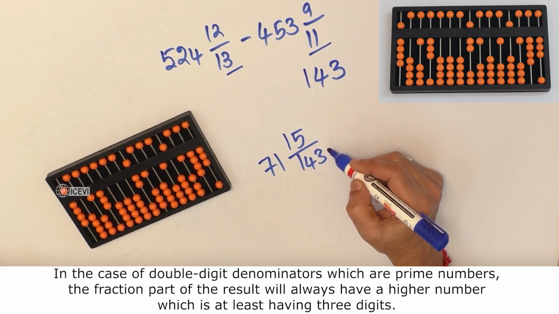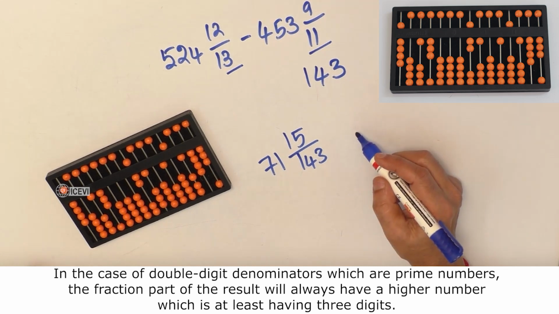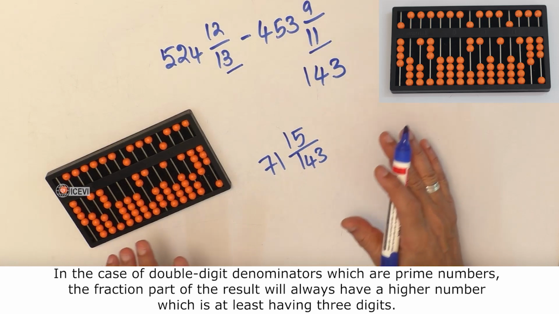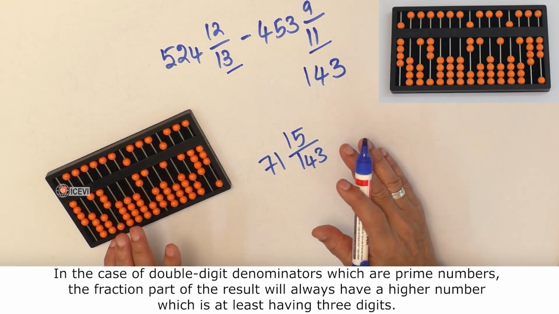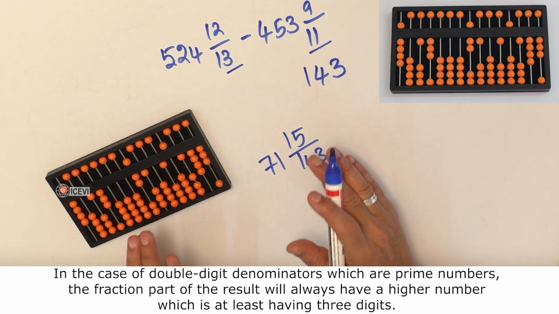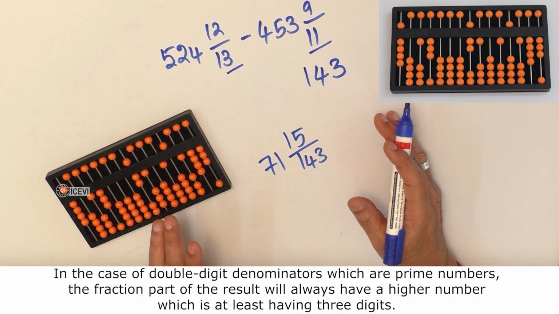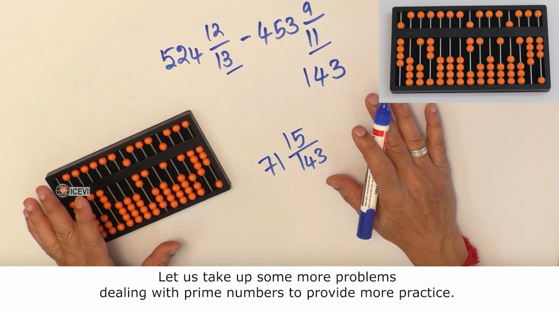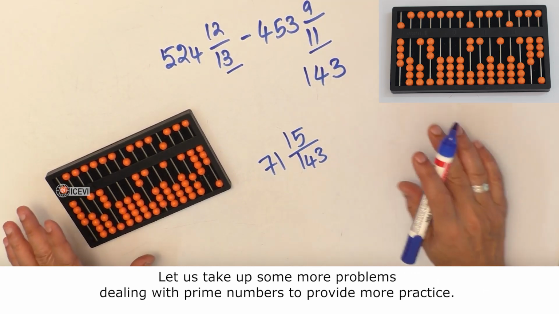In the case of double digit denominators which are prime numbers, the fraction part of the result will always have a higher number, which has at least 3 digits. Let us take up some more examples dealing with prime numbers to provide more practice.